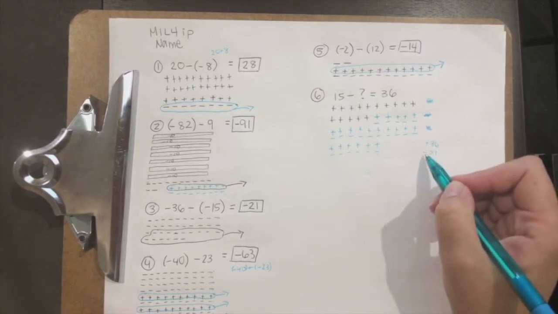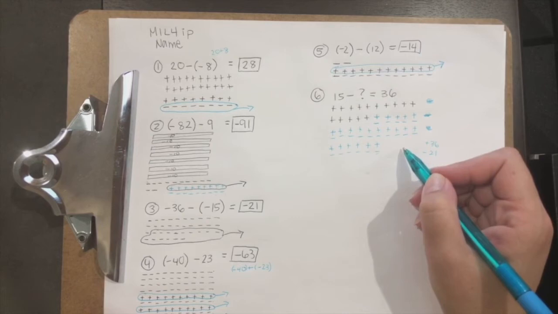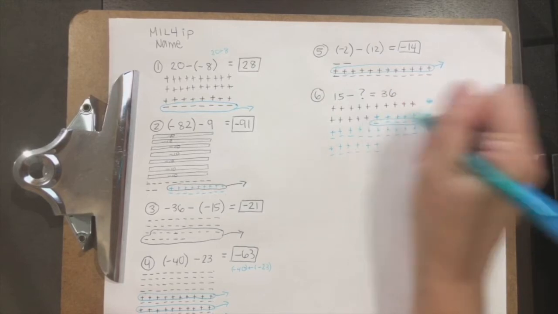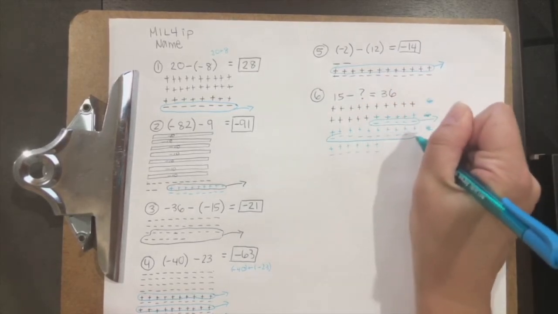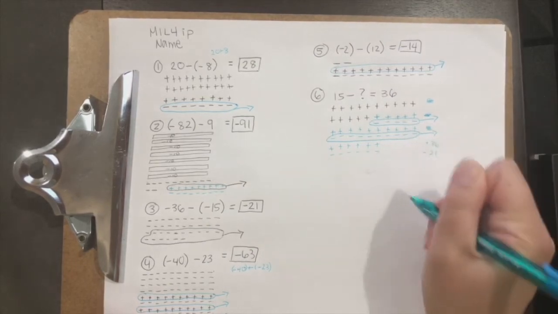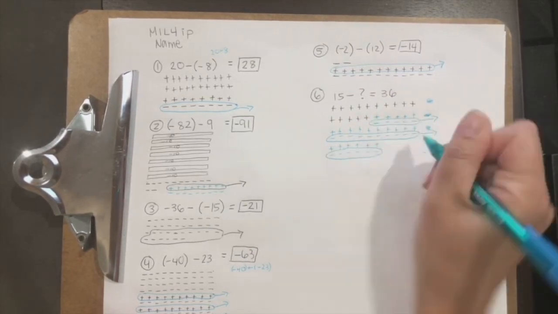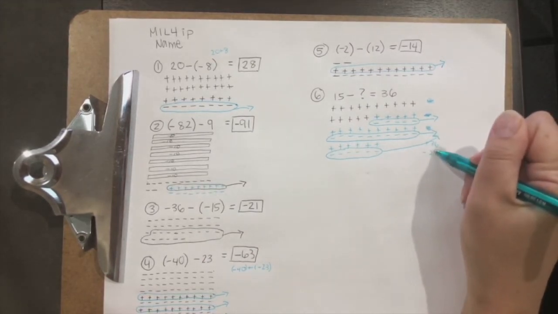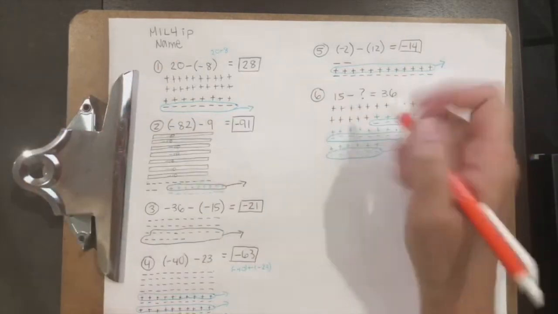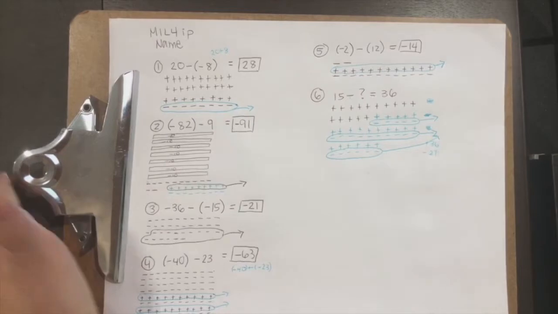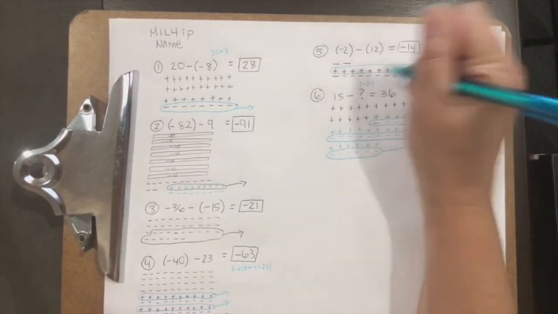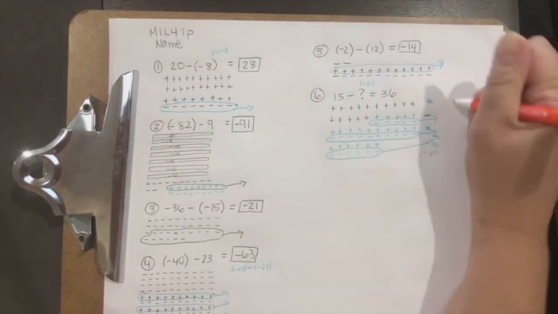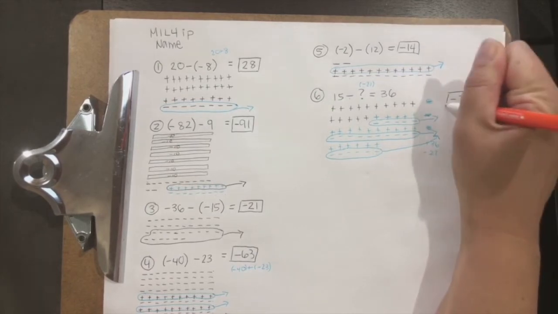So now I need to take away all of those negatives that I put in order to be left with just the positives. So I'm going to take away these 5. I'm going to take away these 10. And I just lined them up like that to make it easier to count. And then I'm going to take away these 6. So as you can see, I ended up taking away all the negatives, which is 21. So that means I'm taking away 15 take away negative 21. So 15 take away negative 21 equals 36. So negative 21 is my answer to number 6.